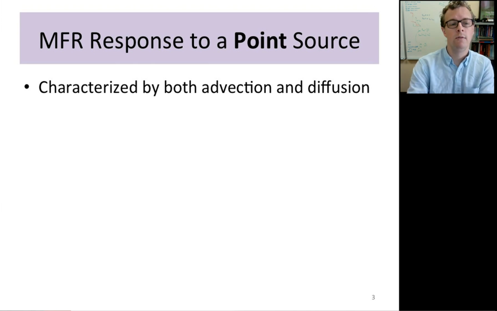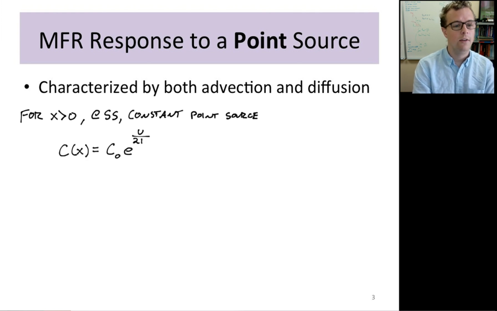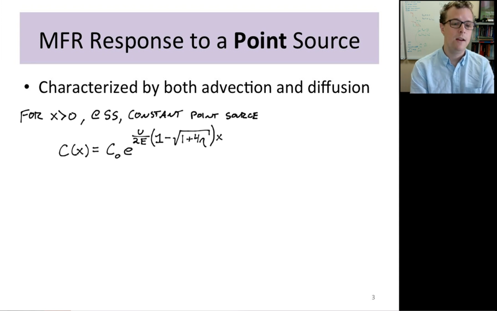Mixed flow reactor response to a point source. We've got both advection and diffusion. And so the response here for x is greater than 0. And again, that's important because on the x greater than 0 side, you've got advection and dispersion working together to move mass in the downstream direction. That equation can be simplified, and you can come up with an exact solution that's written here.